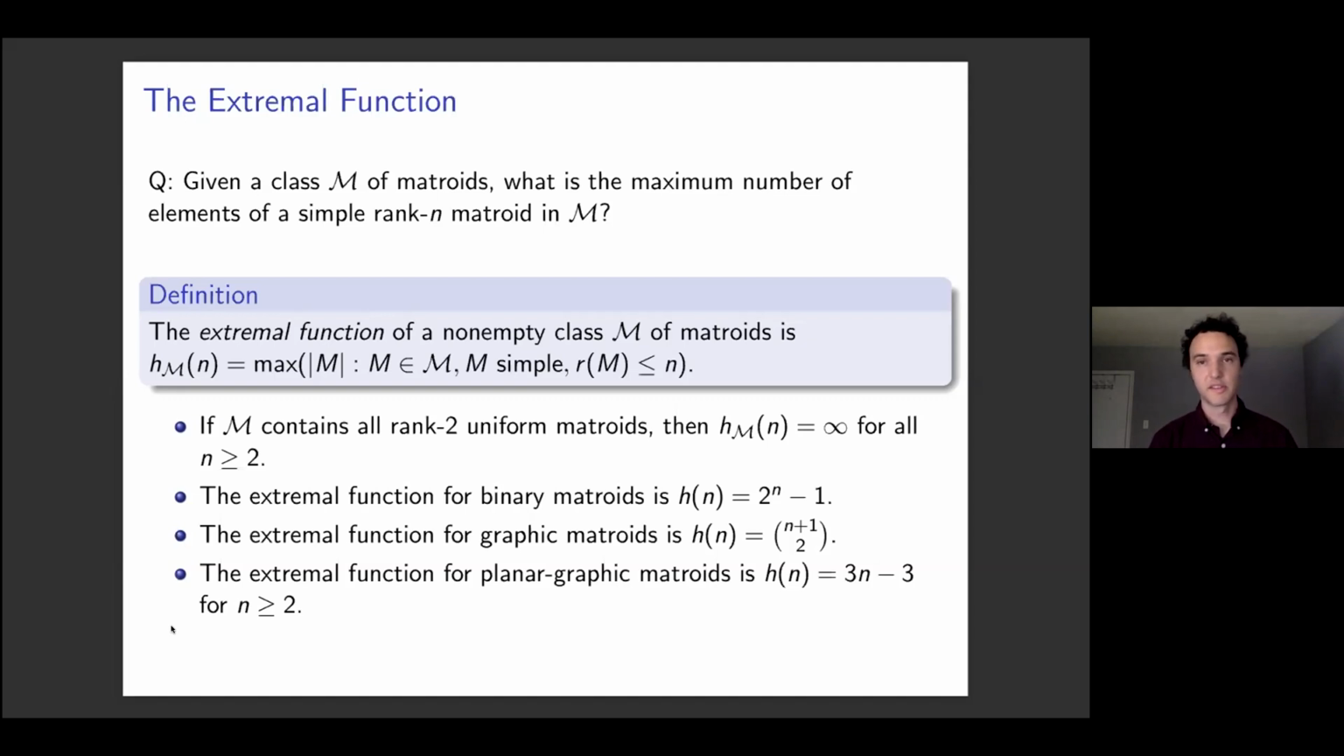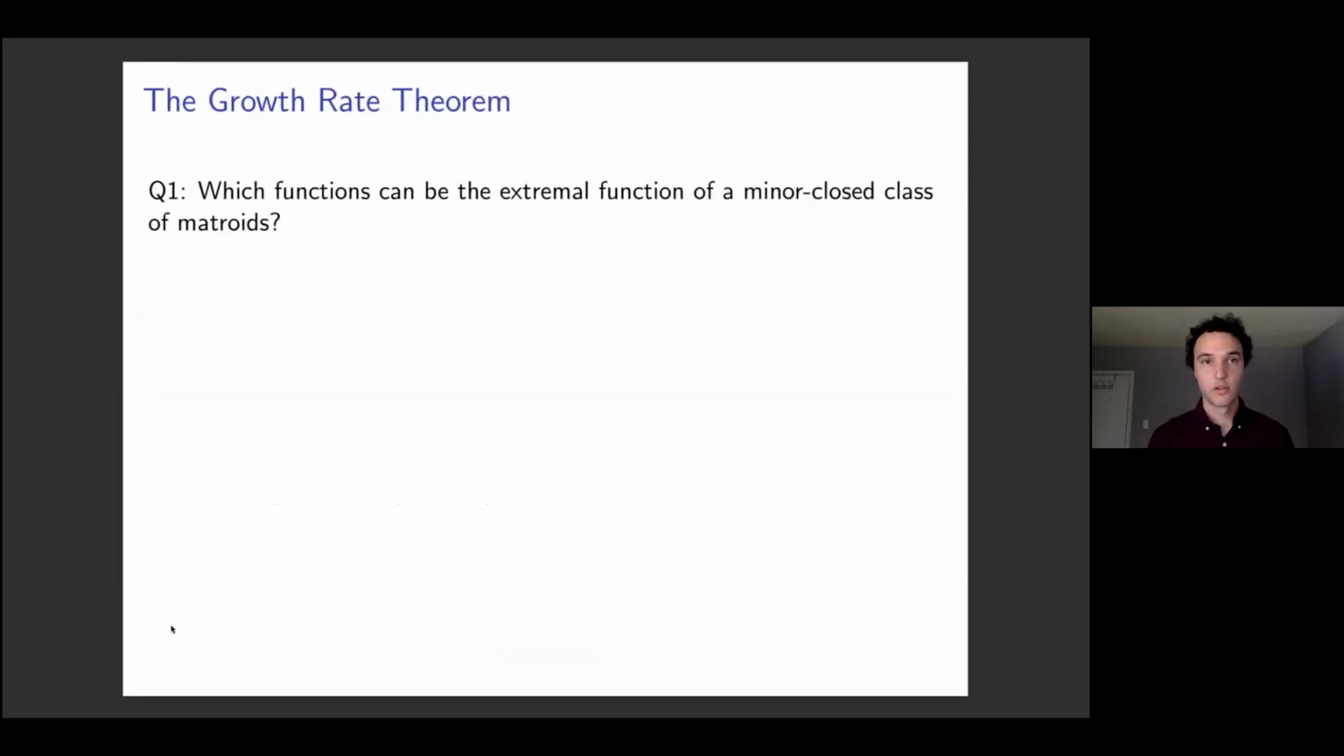And we can see that the functions in these examples are very different, right? This function could be infinite, exponential, quadratic, or linear in n. So this leads to the following question: which functions can be the extremal function of a minor closed class of matroids? This is our first motivating question.